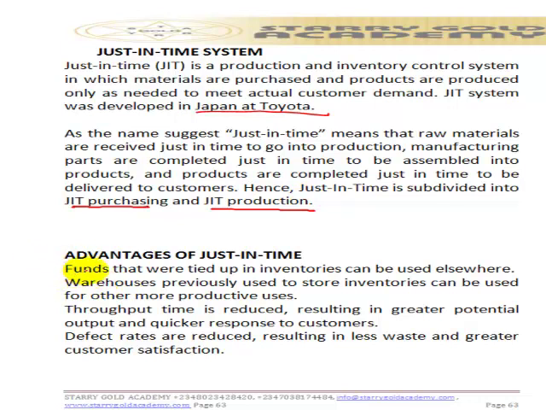Now, the advantages are that funds that were tied up in the inventories can be used elsewhere. Warehouse previously used to store inventories can be used for other more productive uses. Throughput time is reduced, resulting in greater potential output and quicker response to customers. Then defect rates are reduced, resulting in less waste and greater customer satisfaction.